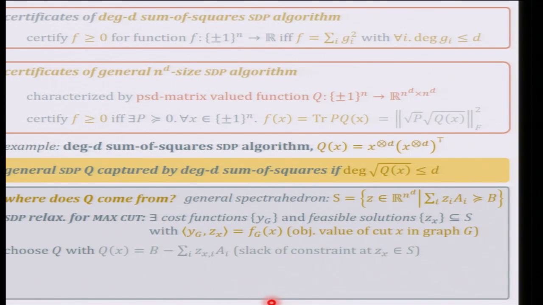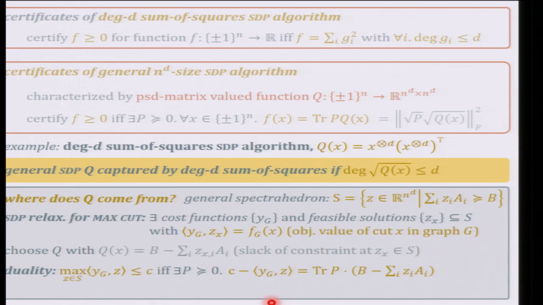And now the way we can choose Q is, we want to define a function Q that captures this SDP relaxation of max cut. And the way we do it is we define Q of x to be the slack of this constraint at the point z sub x. Okay, so we have this constraint that defines the spectrahedron, and Q of x will just be the slack of this constraint when we look at the solution z sub x.